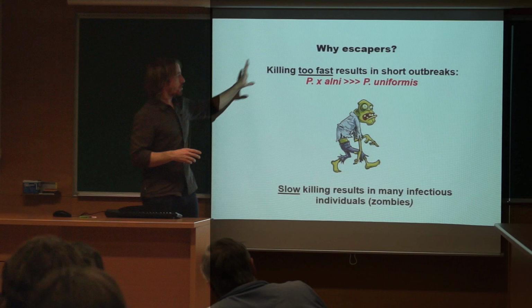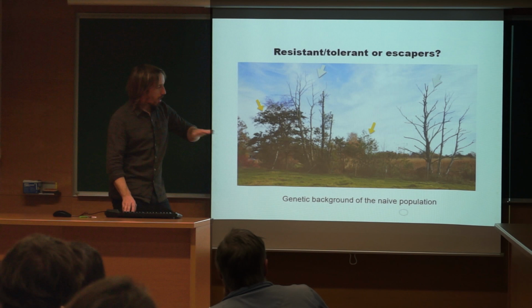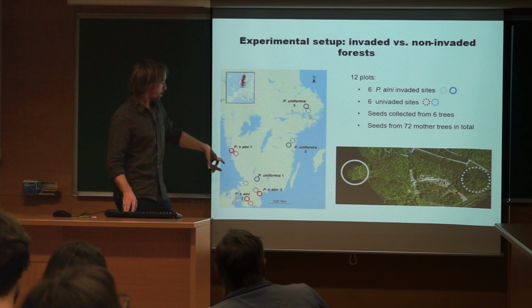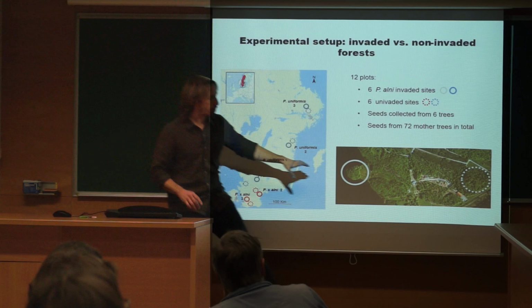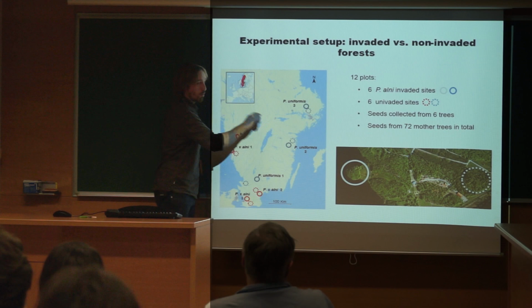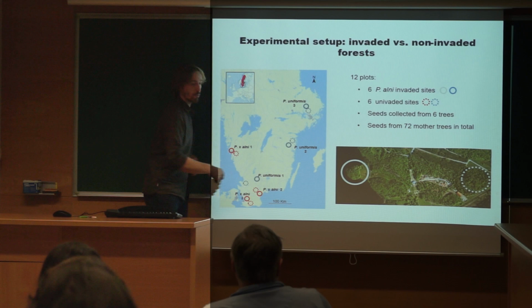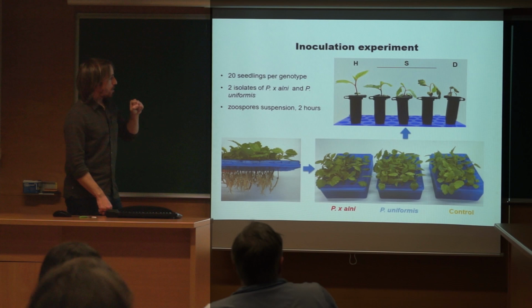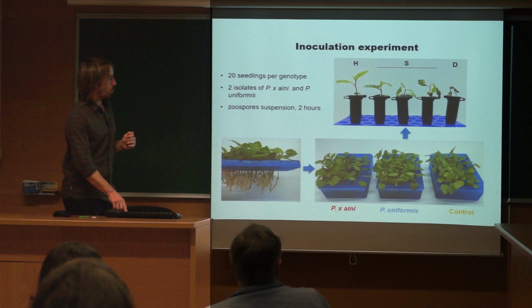So are they escapers? When we go to this situation, are these guys just escaping, did they go under the radar, or are they truly resistant? So what we did was to design an experiment. The disease is quite good because you can find alders in the forest and in the river. So you can find alders that are in contact with the invader and not in contact. We took seeds from these two areas, from areas that were infected with Phytophthora uniformis, the one with the zombie type of disease, and Phytophthora alni, which would be the super killer one, right? So we could compare these two. We took seeds of them to get a bit of the genetic signal, grew them in the same conditions, and inoculated them.